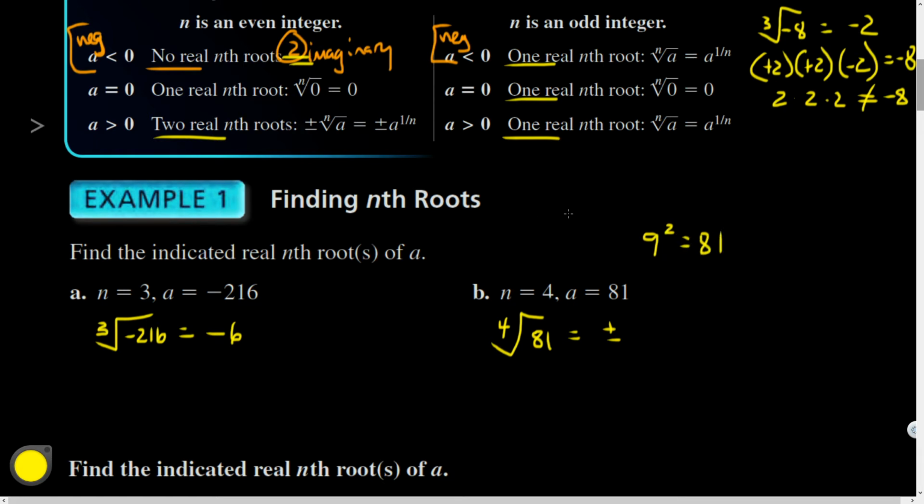However, I'll also point out that 3 to the 4th is 81. And so if 3 to the 4th is 81, then the 4th root of 81 must be plus or minus 3.